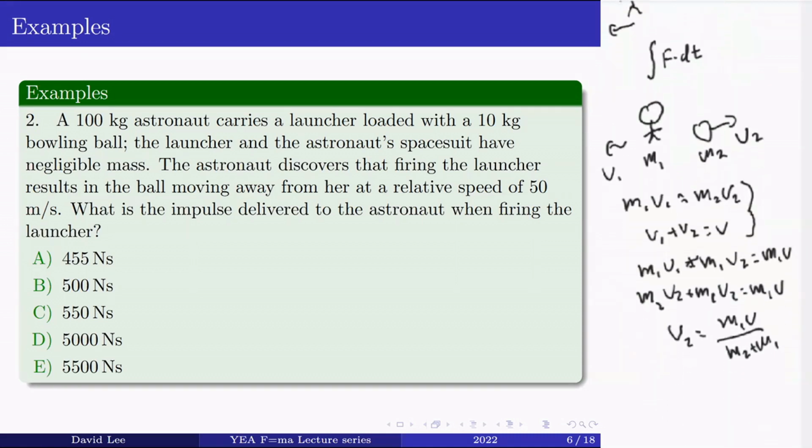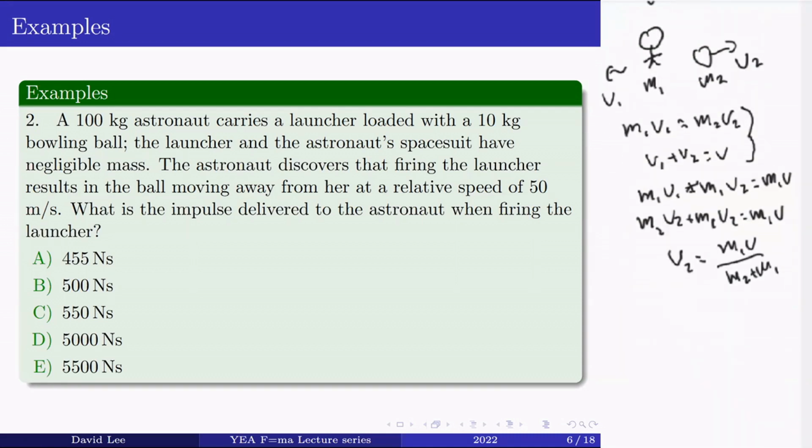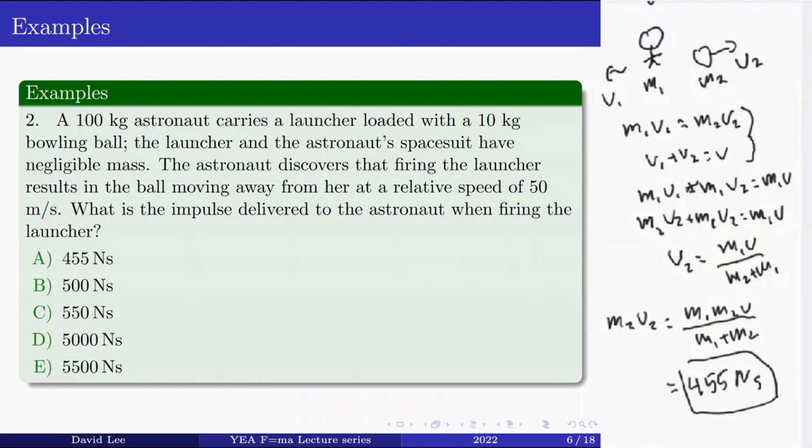And then after we do that, well, what's the question asking us? It's basically asking us for the impulse delivered to the astronaut, which is the same as the final momentum of the astronaut. So this should be equal to m2 v2, which is m1 m2 v over m1 plus m2. And if you plug in the numbers given, you will get approximately 455 newton seconds. So that's our answer. Very cool.